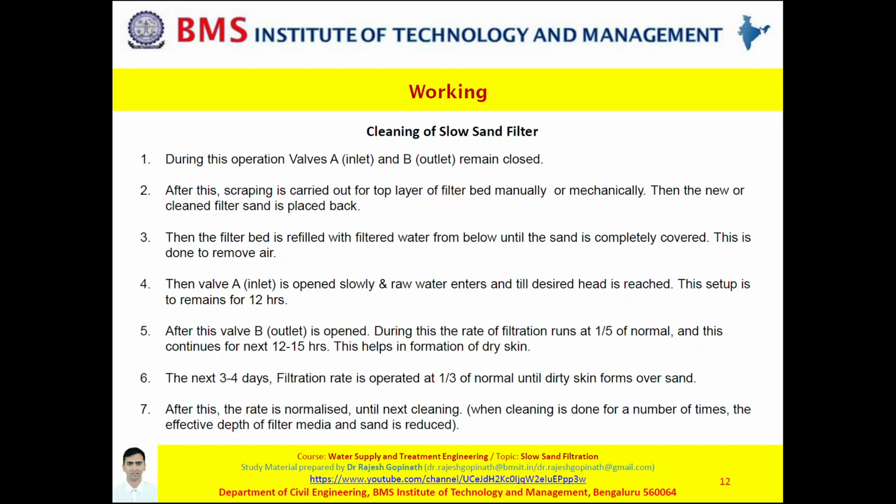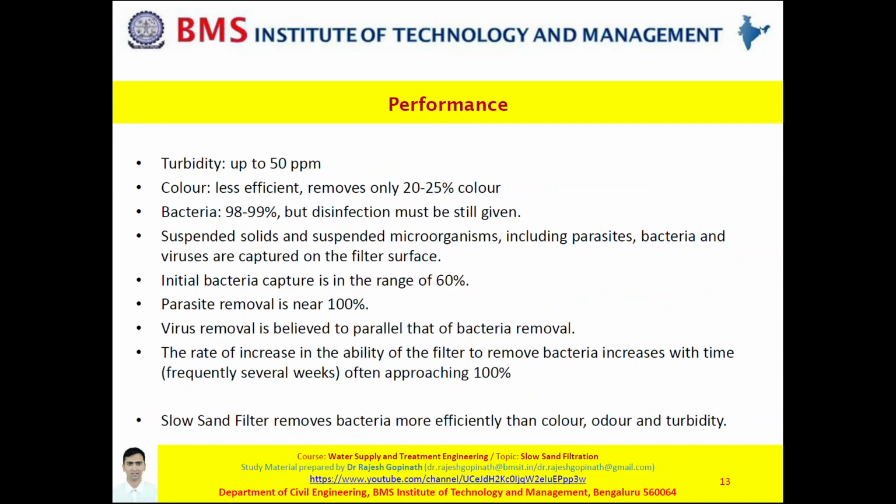Now let's move on to the performance, that is slide 13. The advantage of slow sand filter is that it can remove about 98 to 99% of microorganisms, that is bacteria. However, its efficiency reduces when it comes to color and it can only remove 20 to 25% color. Its removal of parasites is assumed to be as great as 100%. In fact, even the virus removal of slow sand filter is considered to be as good as 98 to 99%. Slow sand filters are capable of removing turbidity up to 50 ppm.